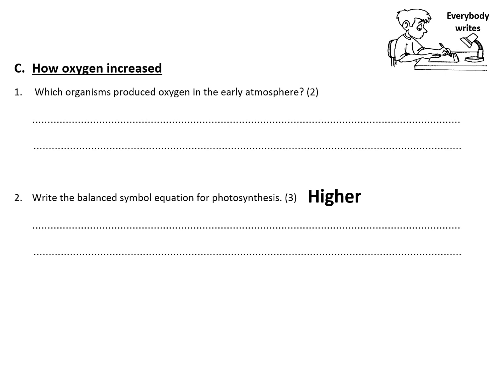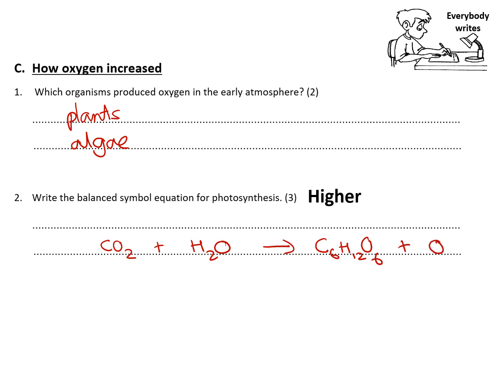Organisms producing oxygen in the early atmosphere, it's 2 marks, so plants will get you 1 mark and algae will get you the second. On the question 2, we want a balanced symbol equation. If you've written a word equation, there are no points. So, balanced symbol equation, we've got carbon dioxide plus water goes to glucose plus oxygen.